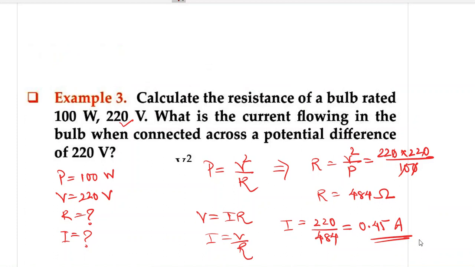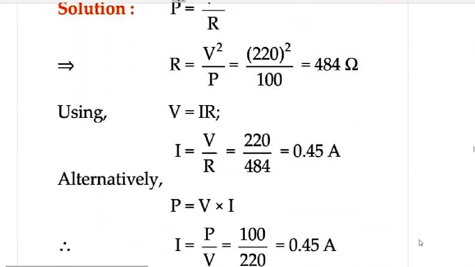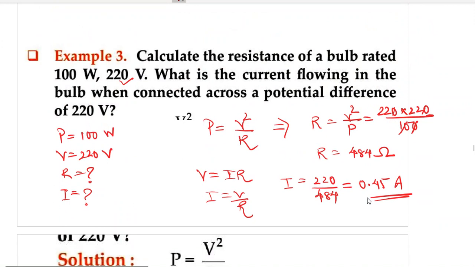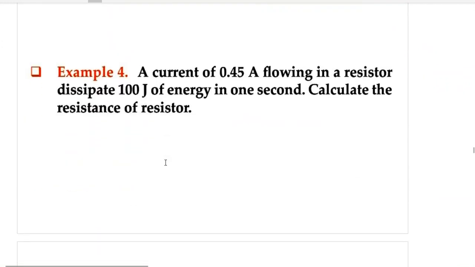So we got the resistance and current, correct? You can also find current with the help of this formula, P is equal to V into I, which gives you 0.45 ampere only, right? So third question solved. Let's go ahead.